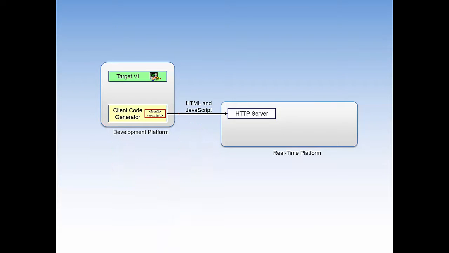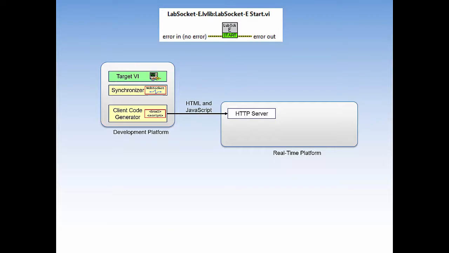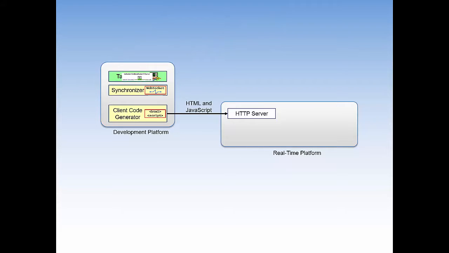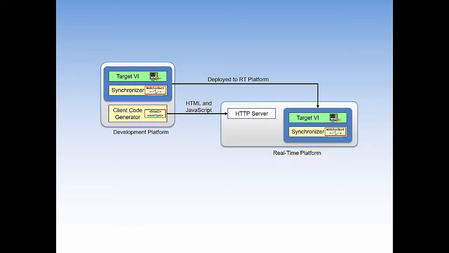The other key component of the system is the synchronizer, which runs in parallel to the target VI and is responsible for continuously matching the values of the controls and indicators on the target VI front panel with those in the browser. The synchronizer is incorporated into the application by placing the LabSocket-E start VI on the block diagram of the target VI. This causes the synchronizer to become a dependency of the target VI, and it is therefore automatically deployed to the real-time platform during the target VI deployment process.